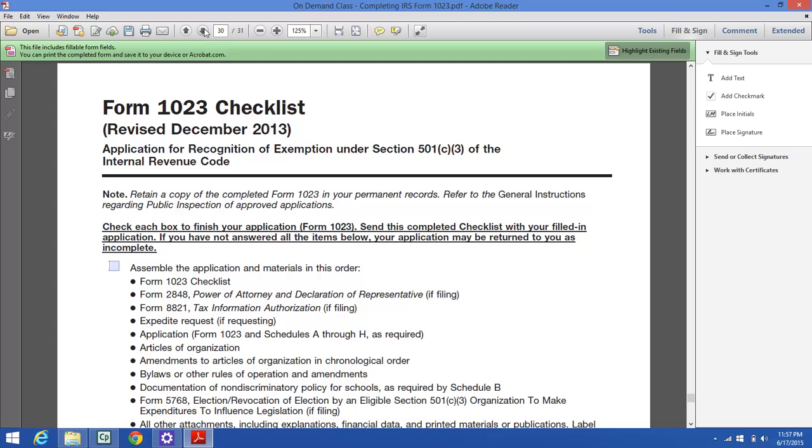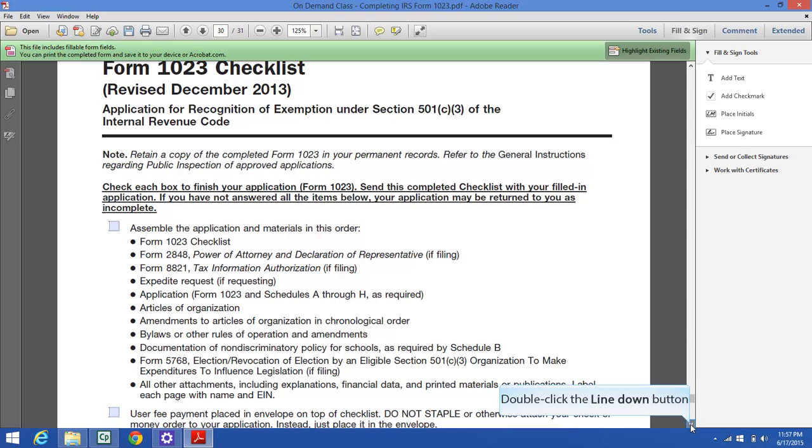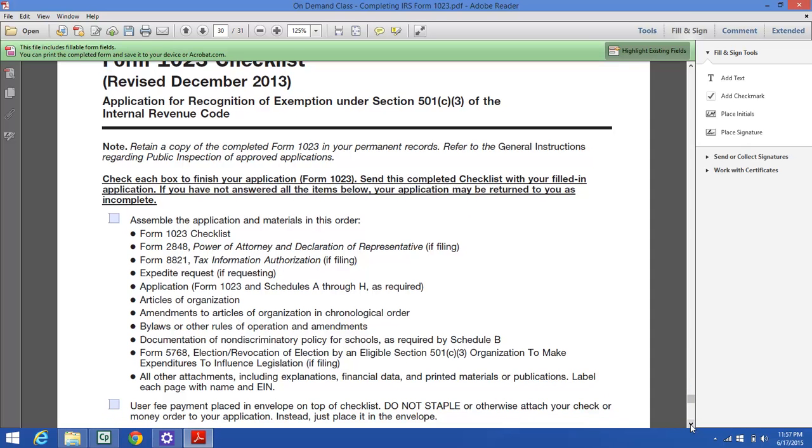Now this must be included in your application at the very top. So once you've completed all of the application and you have all of your attachments turned face down on your desk like I recommended that you do, you want to take those attachments and put them to the back of this application packet. Complete this checklist here because the IRS has a certain way in which they want the information to be in the packet, and their directions are listed here. This is how they want things in the packet.